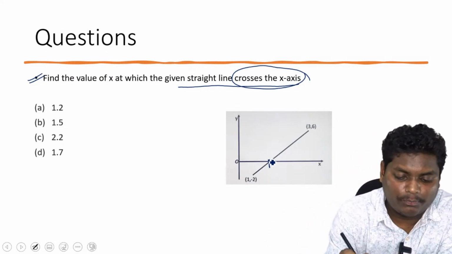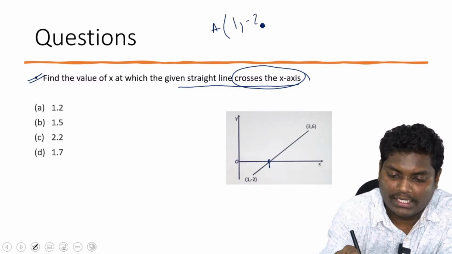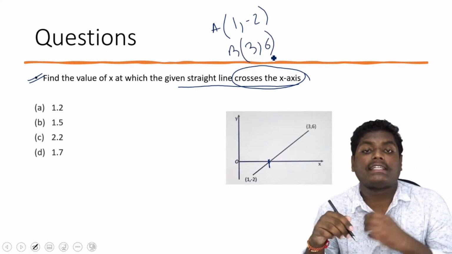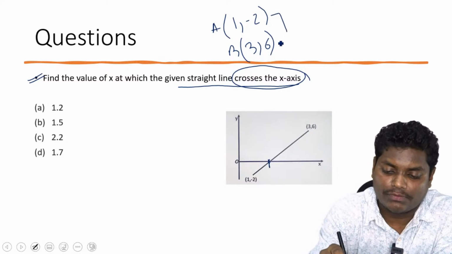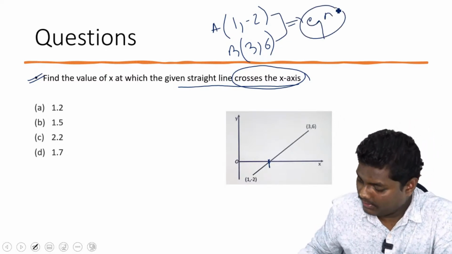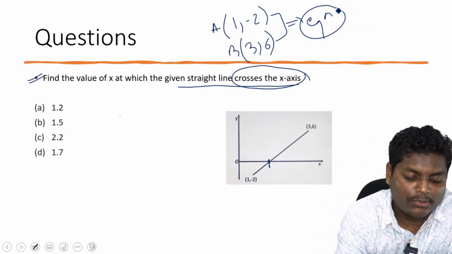So just remember the points that are given to us. Let's consider this point A (1, minus 2) and point B (3, 6). These are the two points that are given to us. Let's find the equation of the line. We can use that formula. Try finding it. Okay, what can we do?